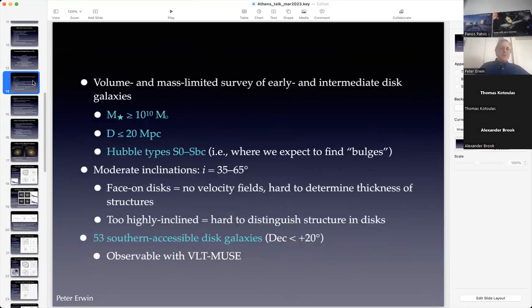What we've done is we've defined a sample of about 50 galaxies. So this is a volume and mass limited survey of early and intermediate type disk galaxies. We've restricted ourselves to relatively massive galaxies, 10 to the 10 solar masses or larger, with Hubble types of S0 through SBc, which is where you expect this.